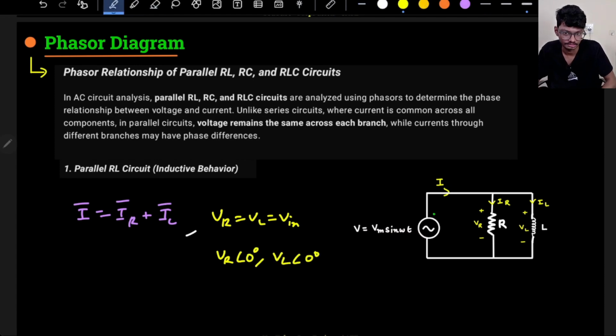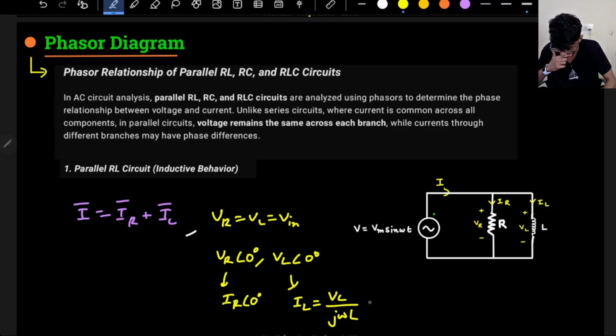What about the currents then? We know the current across a resistor is in the same phase as the voltage. So IR will be IR angle 0. What about the inductor current? Inductor current lags the voltage by 90 degrees. Why is it so? Because IL equals VL divided by j omega L. So basically this j gives a lag of 90 degrees.